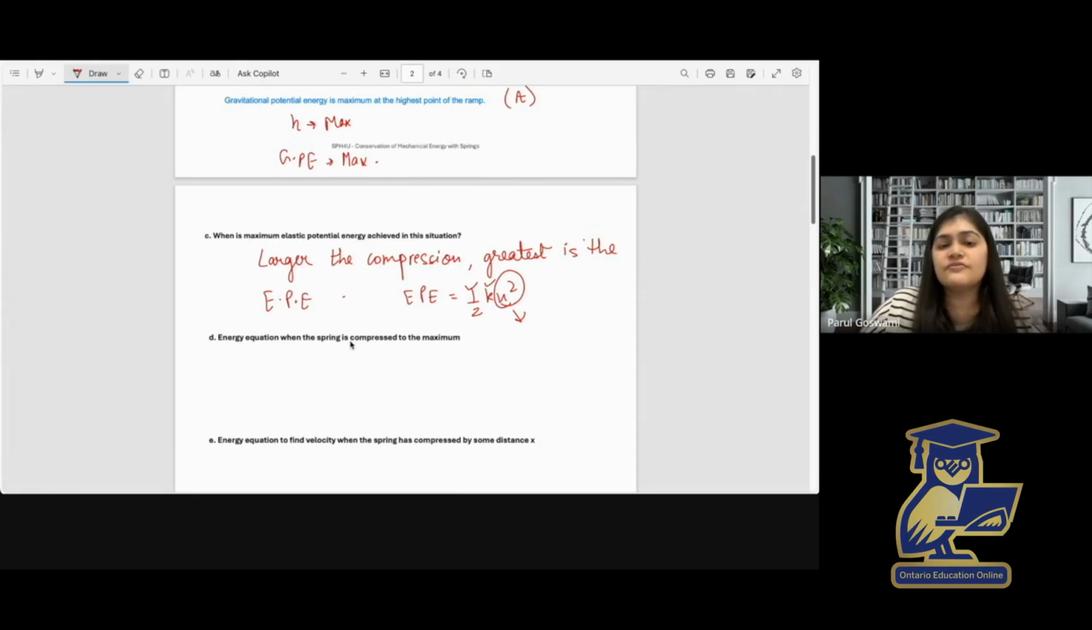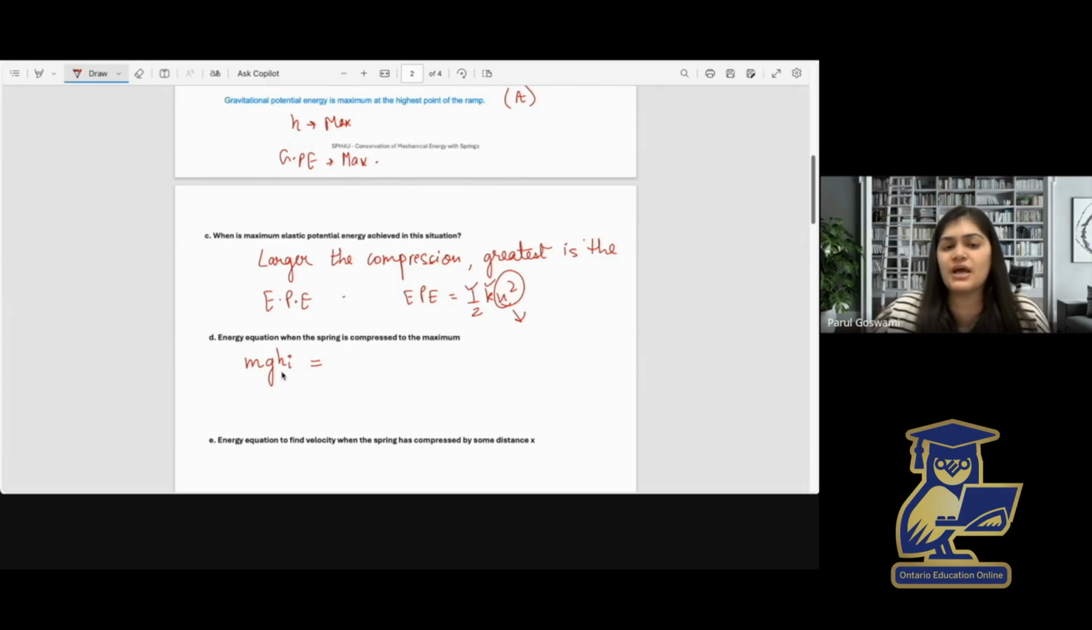Now, the energy equation when the spring is compressed to the maximum. At the start, the object has gravitational potential energy. At maximum spring compression, the object is momentarily stopped, so we can say v equals 0. That means kinetic energy is 0 at maximum compression. So the general equation starts with mgh initial, where i is initial. Initially it was only GPE. The object was at rest and there was no spring, so KE and EPE were 0.